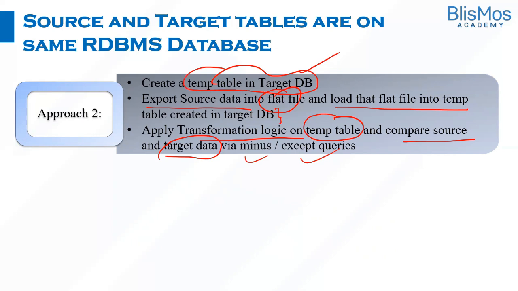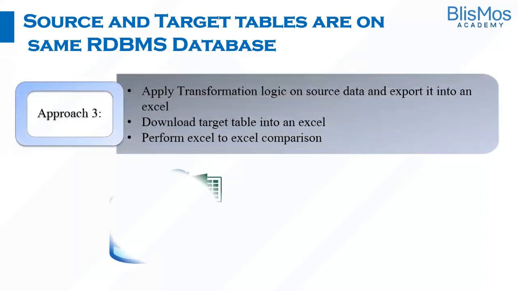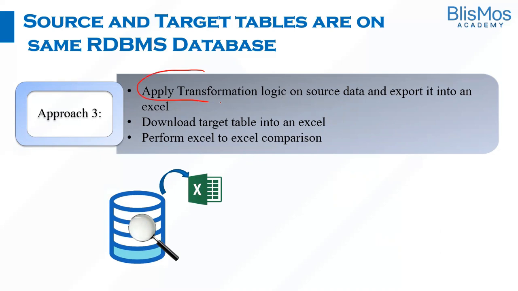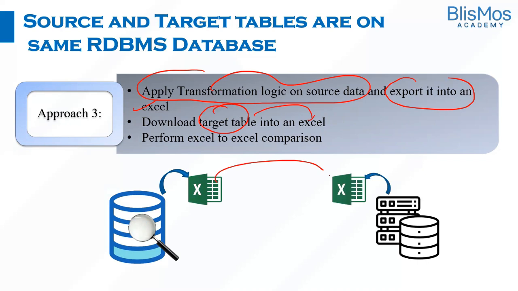If you are thinking your queries are taking more time with the previous approach, with a little bit of effort, you can make your queries run a bit faster than the first approach because source data and the target data are there in the same server. One more approach would be you can apply the transformation logic on the source data in a different server and export that into an Excel file, download the target table into an Excel file, perform the Excel to Excel comparison. This is one more option.